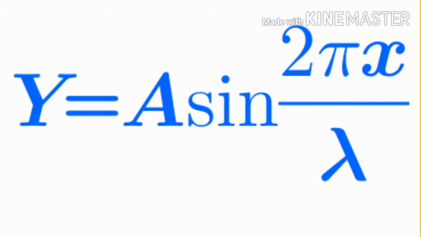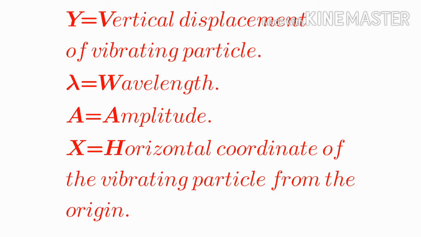The equation is y equals a sine 2 pi x over lambda, where y is the vertical displacement of the vibrating body particle, lambda is the wavelength, a is the amplitude, and x is the horizontal coordinate of the vibrating particle from the origin.